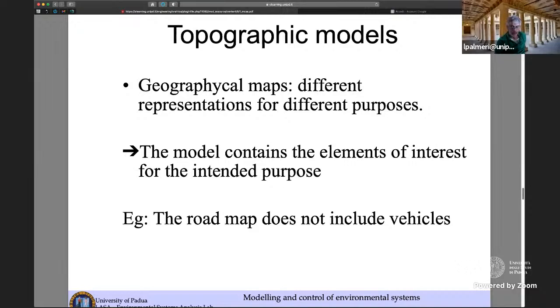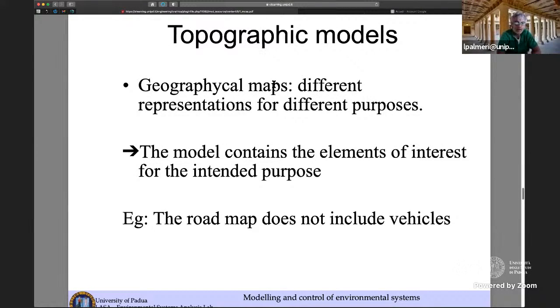These models are interesting for the ecological modeler because they are paradigmatic in the sense that the model shall contain all the elements of interest for the intended purposes, but only those. So you are not including all the possible elements in your model, but you include only the elements that are relevant for the purpose of the model.